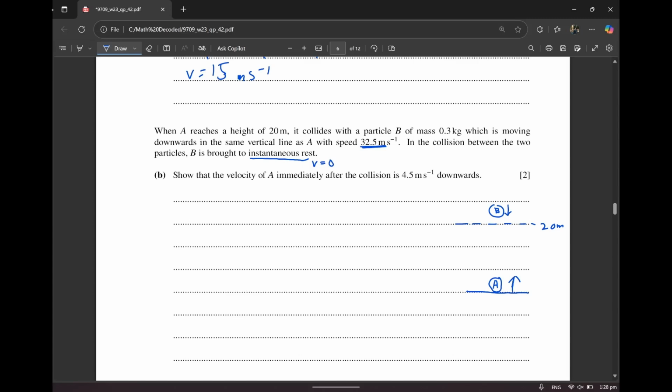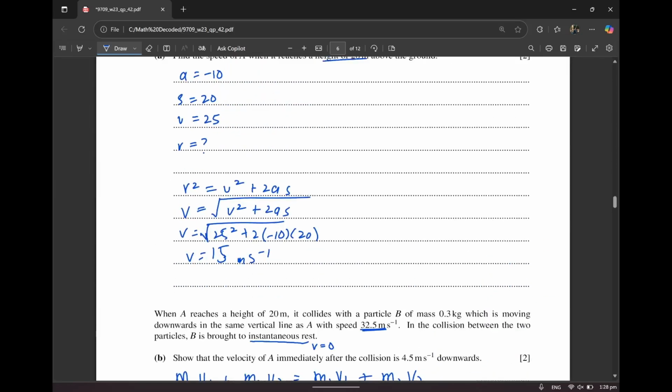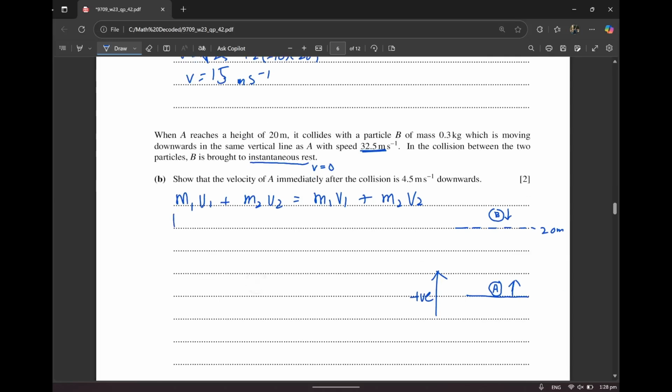All right, in this question, a momentum question, you have to define whether you're taking upwards as positive or whether you're taking downwards as positive. And I'm going to be taking upwards as positive. So I'll use the formula m1 u1 plus m2 u2 is equal to m1 v1 plus m2 v2. So the mass of A was, what was the mass? 0.5. 0.5 into u1, which was 15, as we found in the first part. M2, that is the mass of B, that is 0.3, into its initial velocity, which is 32.5.